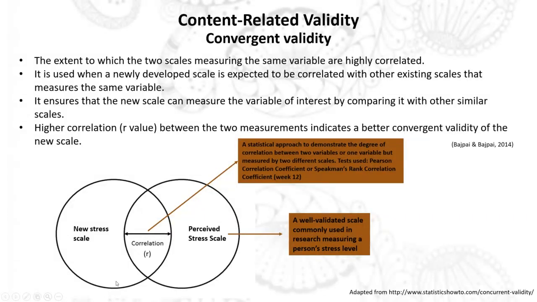Look at the pictures here before reading the sentence. There are two circles here. One of them is the perceived stress scale, the gold standard. Another is a new stress scale that was developed by you. Maybe you want to make another stress scale. You don't want to only rely on the PSS.